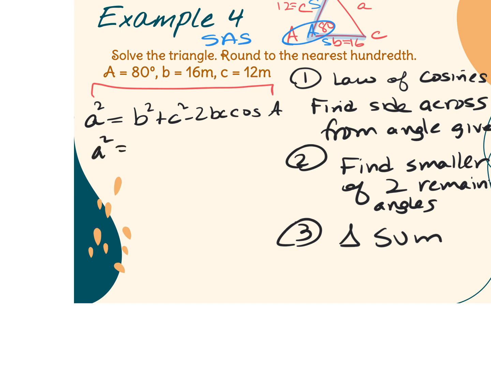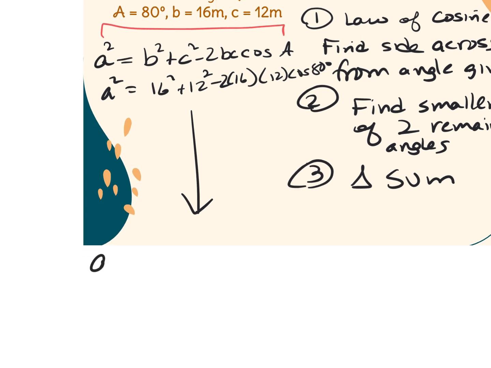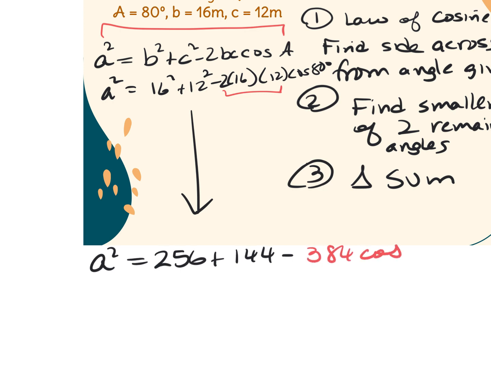is equal to B squared plus C squared minus 2 times B times C times the cosine of A, which is 80. So let me come on down here where I have more room. So now I have A squared is equal to 16 squared, which is 256. C squared, which is 12 squared, which is 144. And then let me go ahead and multiply these three numbers, but I still have the cosine of 80 there. So this is 384 times the cosine of 80.